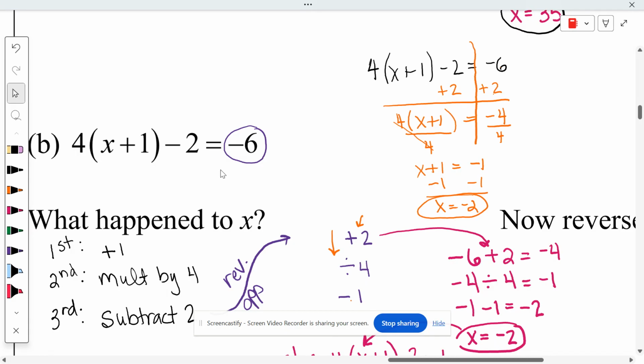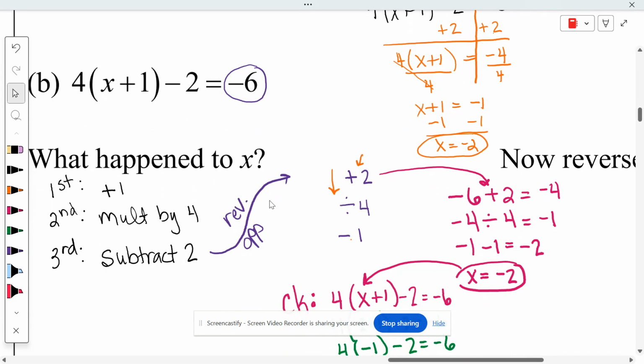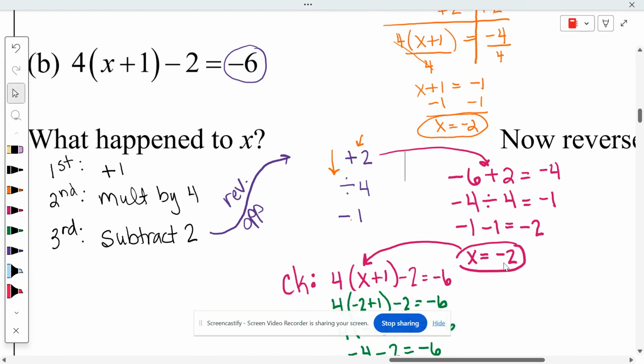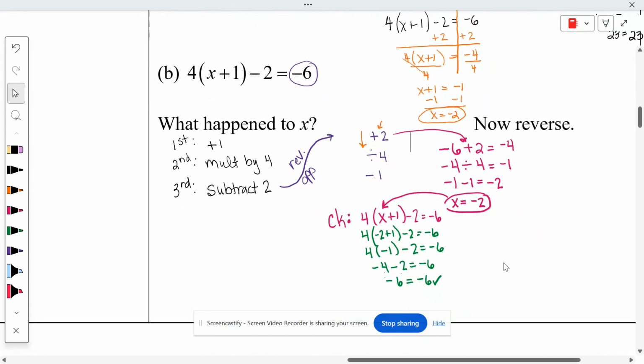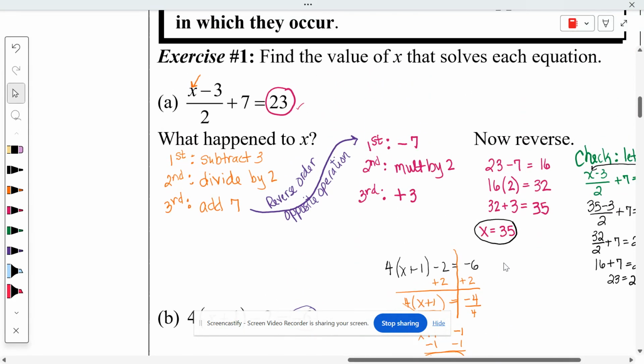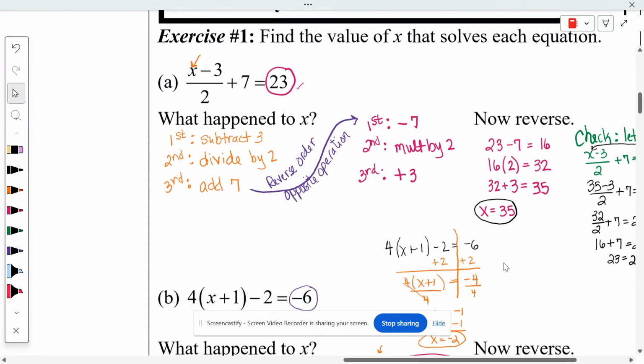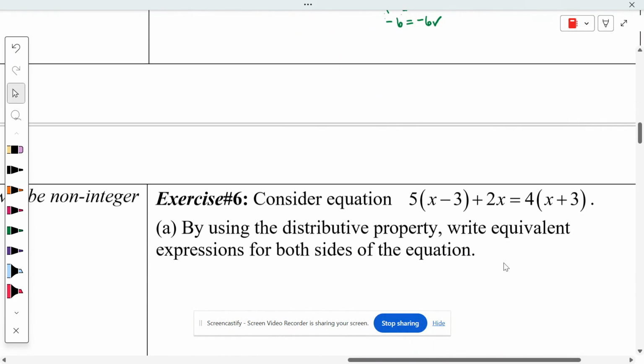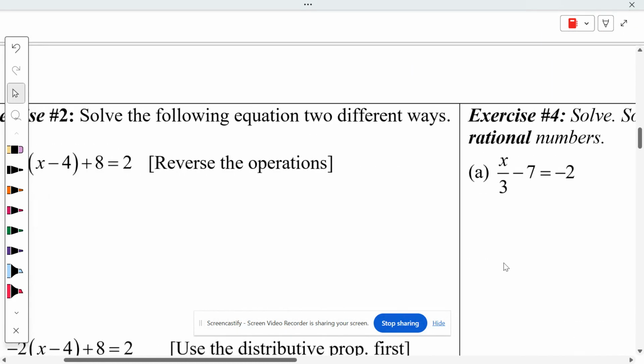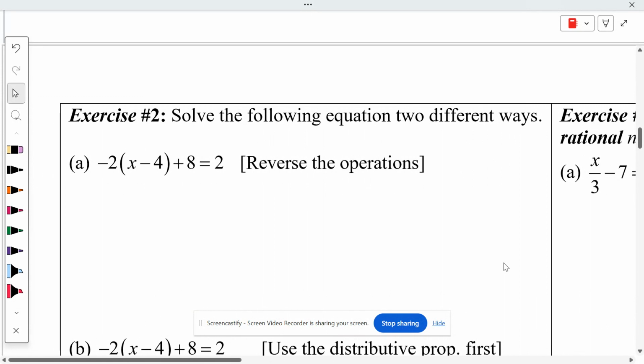So it doesn't matter whether you use this whole idea of reverse opposite or inverse operations, you're still going to get the same answer, okay? So we're starting off with solving by the idea of what's happening to x, all right? Let's go to exercise number 2. So now we're going to use inverse operations.